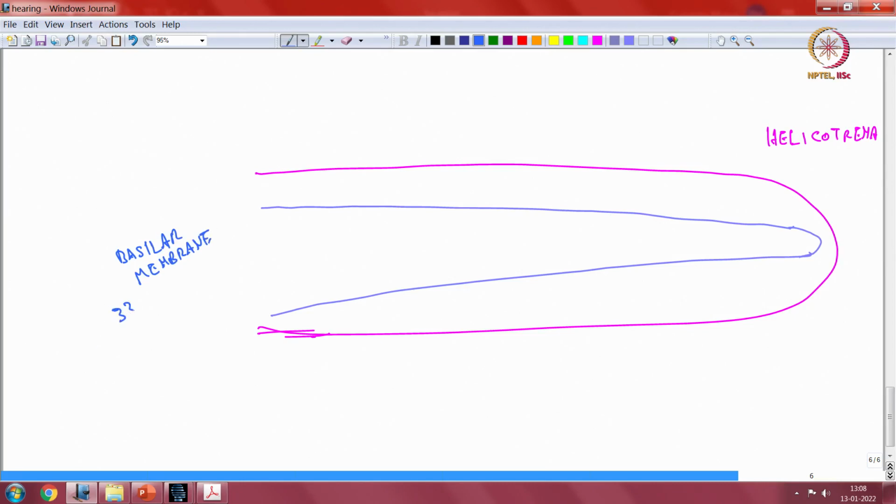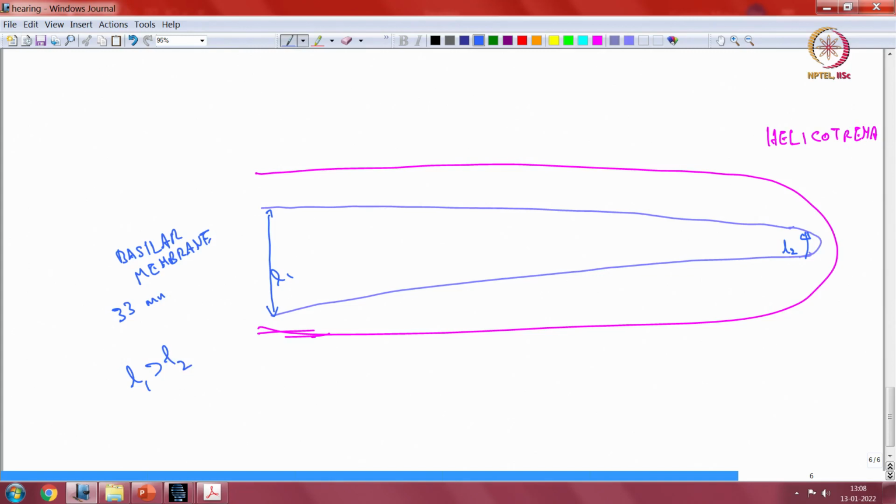I think it is 33 millimeter in length. 33 millimeter is about 3 centimeters. Yes, 3 centimeters. So, 33 millimeter in length. It has a width which is varying. So you have L1, then you have got L2. So L1 greater than L2.